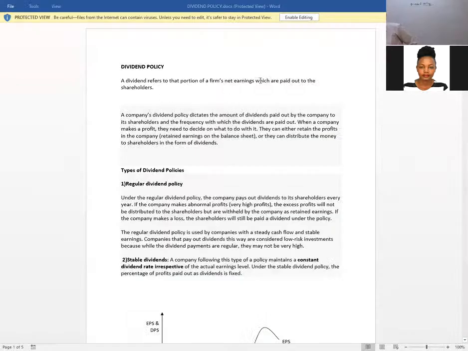Now, we are told here that a dividend refers to that portion of a firm's net earnings which are paid out to the shareholders. A company's dividend policy dictates the amount of dividends paid out by the company to its shareholders and the frequency with which the dividends are paid out. When a company makes a profit, they need to decide on what to do with it. They can either retain the profit in the company, that is, retain the earnings on the balance sheet, or they can decide to distribute the money to the shareholders in the form of dividends.